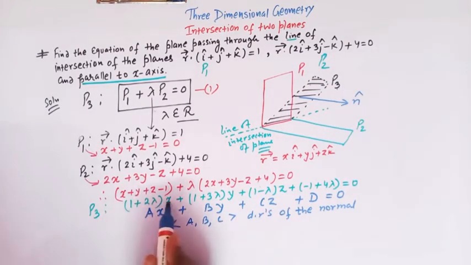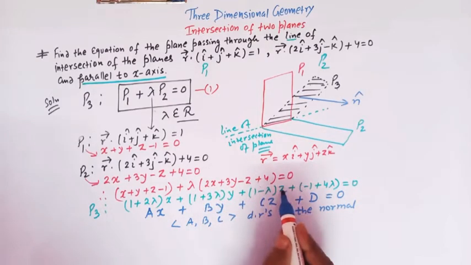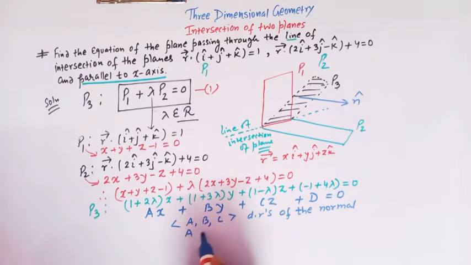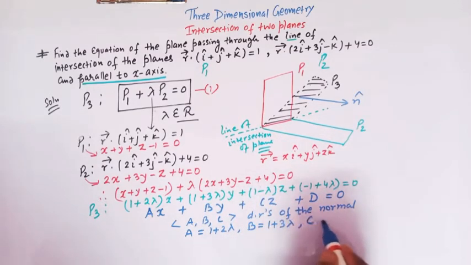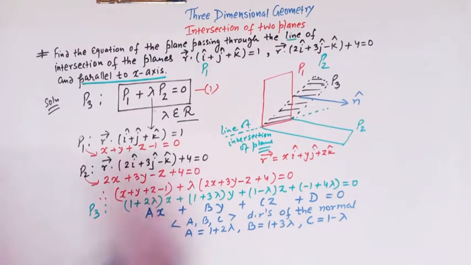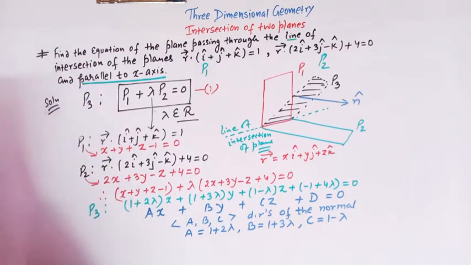So this vector is the normal vector to this plane P3, and the direction ratios of this normal vector are given by, see here, the coefficient of x is 1 plus 2 lambda, coefficient of y is 1 plus 3 lambda, and the coefficient of z is 1 minus lambda. So the value of a is 1 plus 2 lambda, the value of b is 1 plus 3 lambda, and the value of c is 1 minus lambda, right? So comparing these two equations, the direction ratios are given by these quantities. Now here let us come to the condition which is given over here.